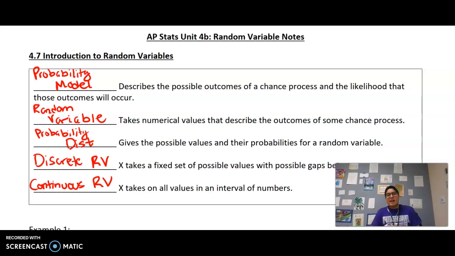Alrighty, so welcome to the second half of Unit 4, and that's going to be dealing with random variables. Now, in the first half of Unit 4, we talked about probability and rules that happen in the long run due to the law of large numbers. Well, now in random variables, we're going to be looking at chance processes and how to quantify these chance processes through probability models and probability distributions, which you can see are some of your vocab terms for this unit.